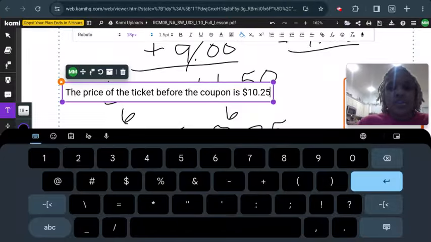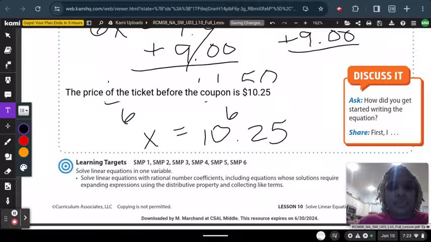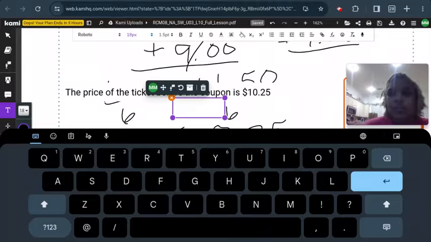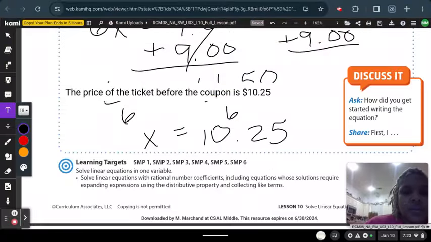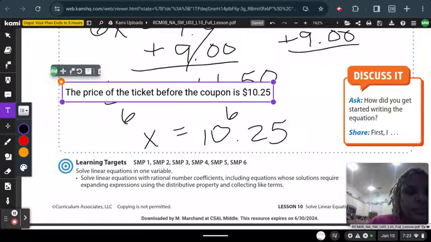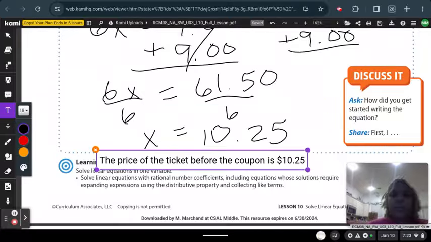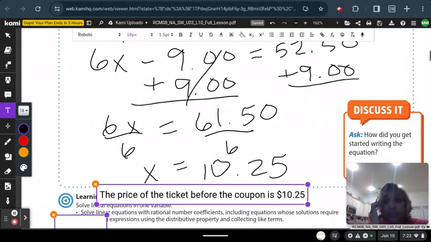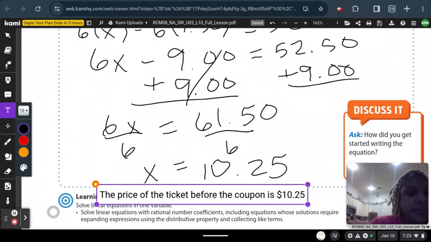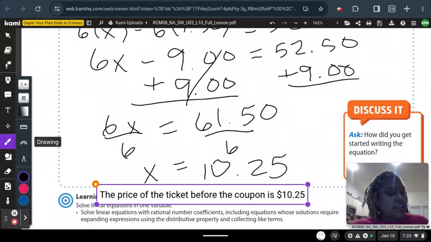We are absolutely too close to LEAP to not have that done. All right. So go ahead and move this text box down. I want your final answer written in a complete sentence. All right, good to go, guys. Turn to page 228.